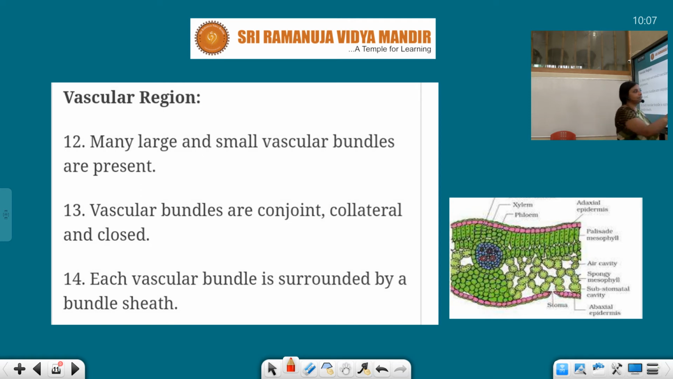That means this is the vascular bundle in the midrib region, and here I can draw another structure. So see, this is the vascular bundle, and this vascular bundle is surrounded by a bundle sheath, and the bundle sheath is made up of parenchymatous cells. So this is the bundle sheath.